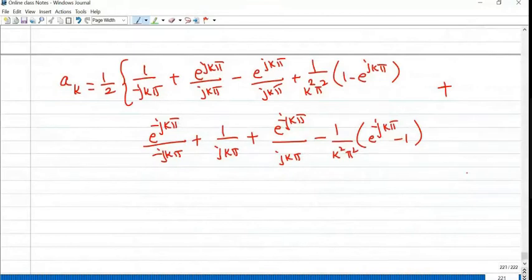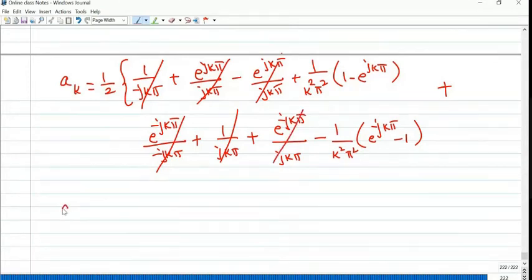Now check. I think except the last term, everything should be cancelled, except this particular term. So let's check. So 1 by jk pi, 1 by jk pi. Correct. Here itself it is cancelled. E power jk pi minus e power jk pi, right? E power minus jk pi, e power jk pi. Okay, there itself it is cancelled. So the final result for ak is 1 by 2 plus the remaining term.